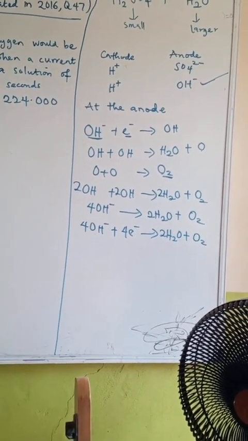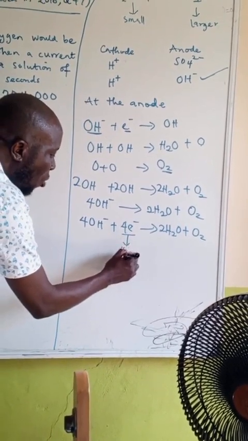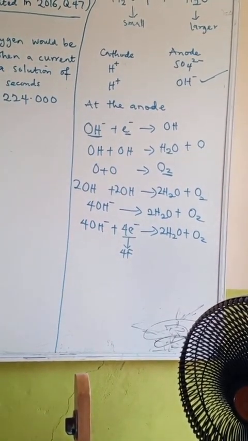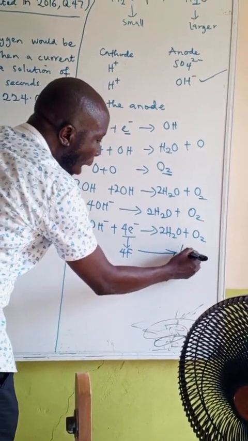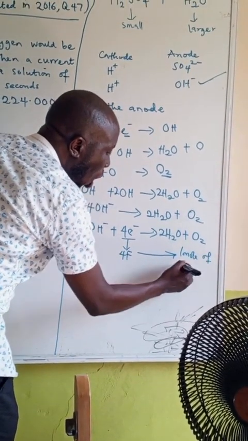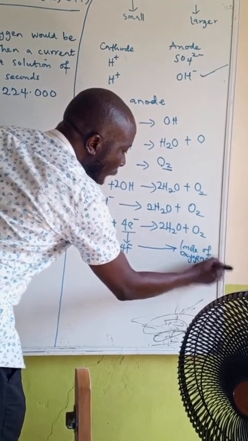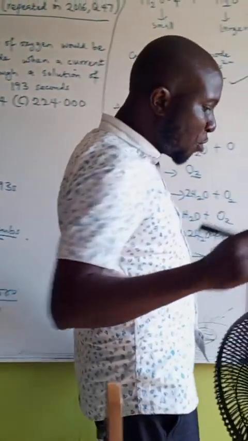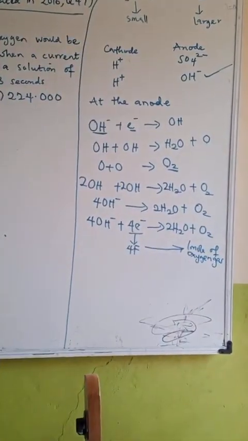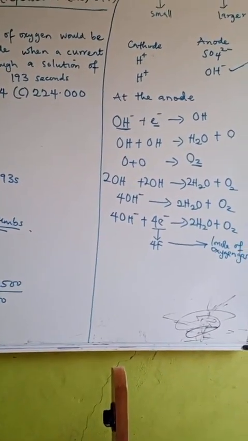I hope you are with me. 4 moles of electron is going to liberate 4 farad of electricity. 4 farad of electricity is now giving us 1 mole of oxygen gas. And please listen to something here. 1 mole of any gas at STP will occupy a volume of 22.4.